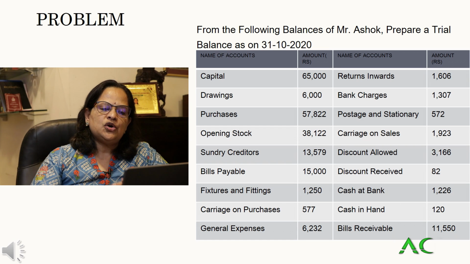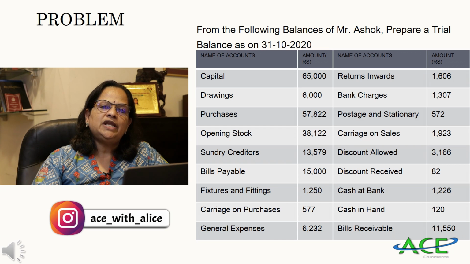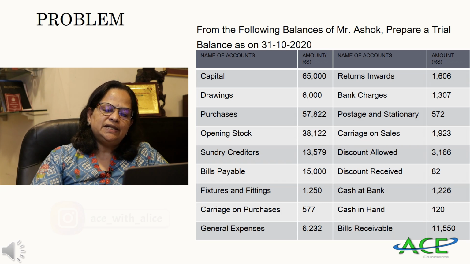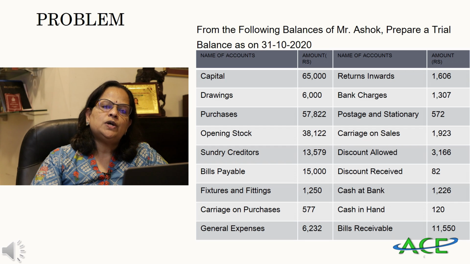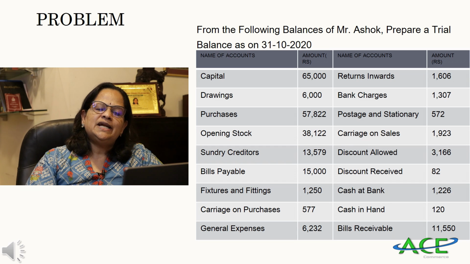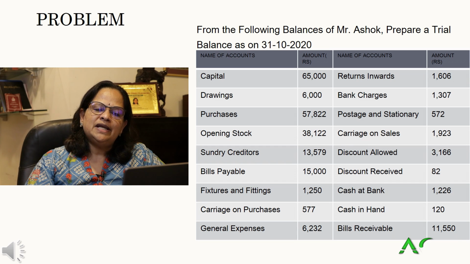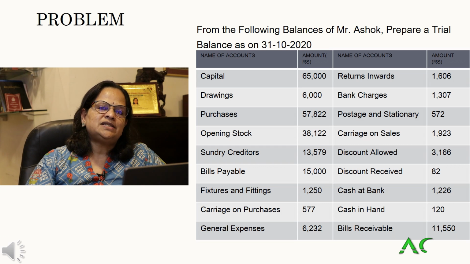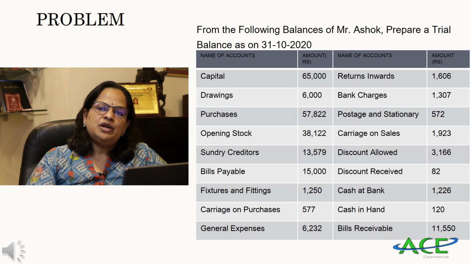Capital 65,000, drawings 6,000, purchases 57,822, opening stock 38,122, sundry creditors 13,579, bills payable 15,000, fixtures and fittings 1,250, carriage on purchases 577, general expenses 6,232, returns inwards 1,606, bank charges 1,307, postage and stationery 572, carriage on sales 1,923, discount allowed 3,166, discount received 82, cash at bank 1,226, cash in hand 120.